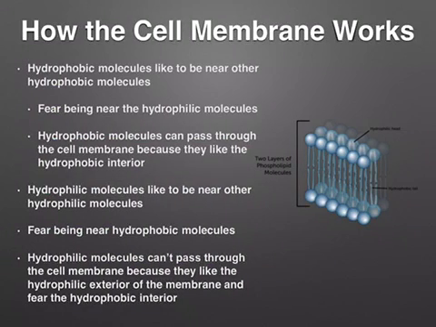So the hydrophobic molecules like to be near other hydrophobic molecules. They fear being near hydrophilic molecules. So that means hydrophobic molecules can pass through the cell membrane because they like this hydrophobic interior. Hydrophilic molecules like to be near hydrophilic, and so they like to hang out with these hydrophilic heads. So they can't pass through the cell membrane because they would get into this interior that doesn't like water. They're the hydrophobic region. So they end up staying on the outside or the inside of the cell.